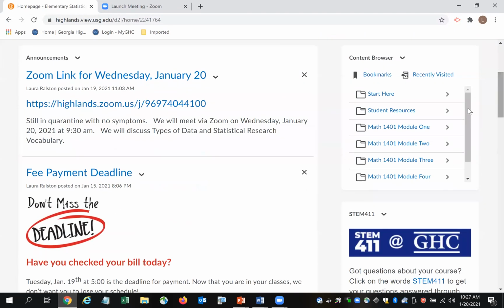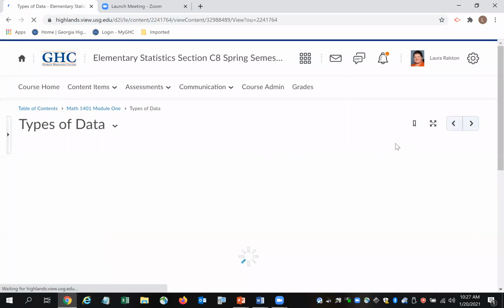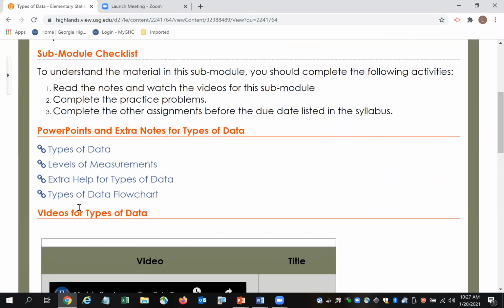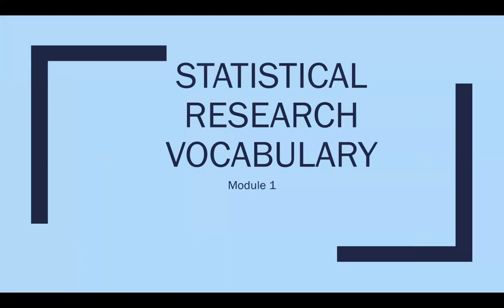So if you went under the lesson, this is module 1, types of data. On that landing page for data, it has a types of data flow chart. I would encourage you to print that off and walk through the problems using that particular item. Okay, any questions before we move on?